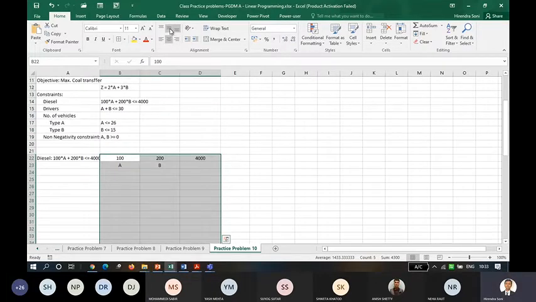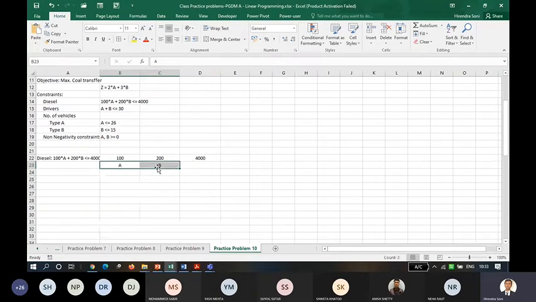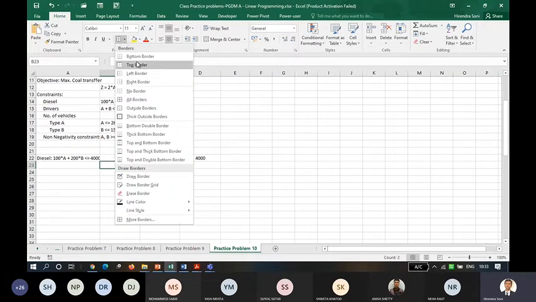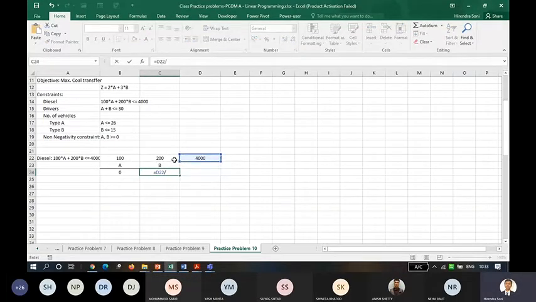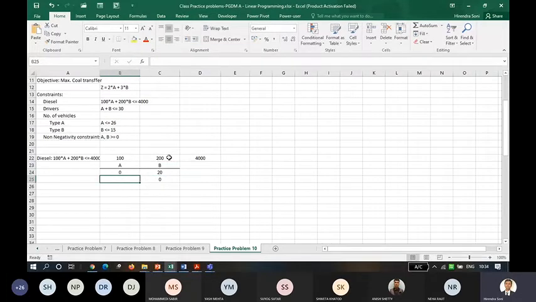इसको थोड़ा सा फॉर्मेट कर लेते हैं so that looks good. Now, if A is equal to 0, what would be the value for B? 4000 divided by 200. And when B is equal to 0, the value for A would be 4000 divided by 100. इतना तक ओके है? Yes, sir. Let's look at drivers now.